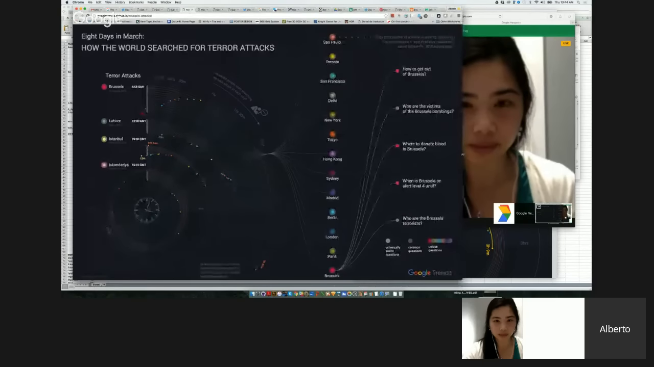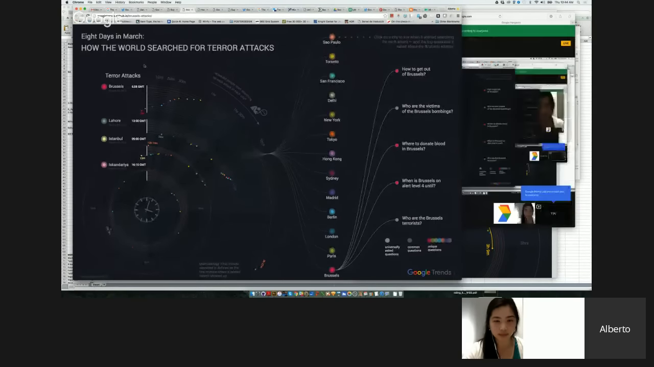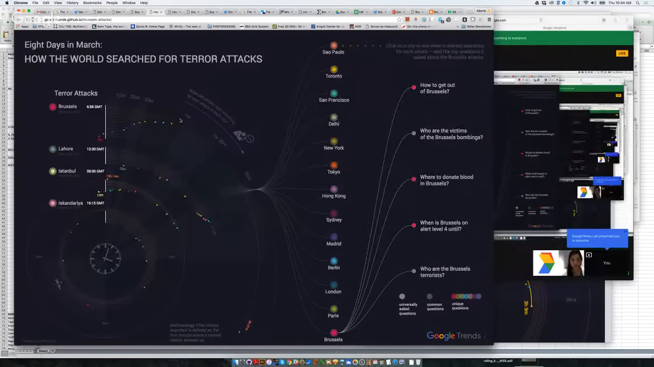And she did this graphic about how long it took in different countries to start searching for different terrorist attacks, right? Like, for example, the Brussels terrorist attacks, it took like 3 hours and 56 minutes for people in Sao Paulo to start searching for information about that attack.